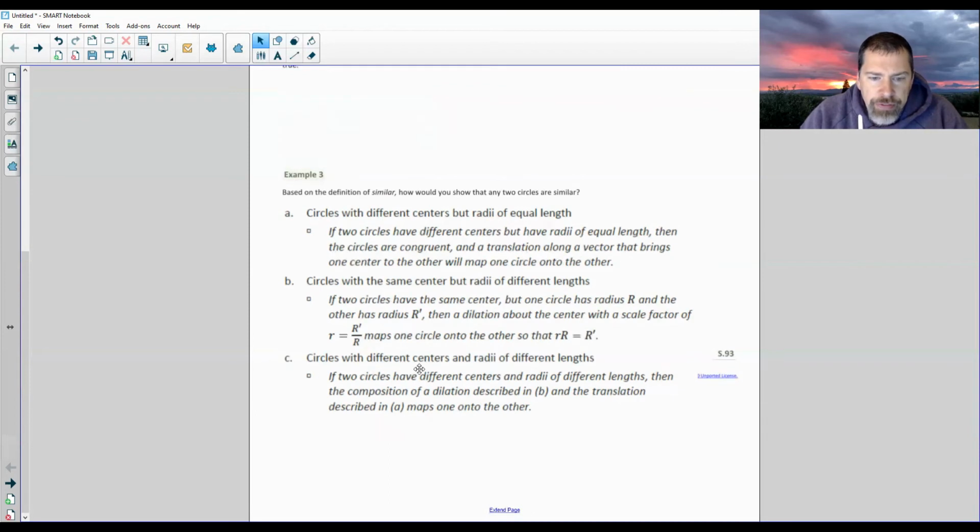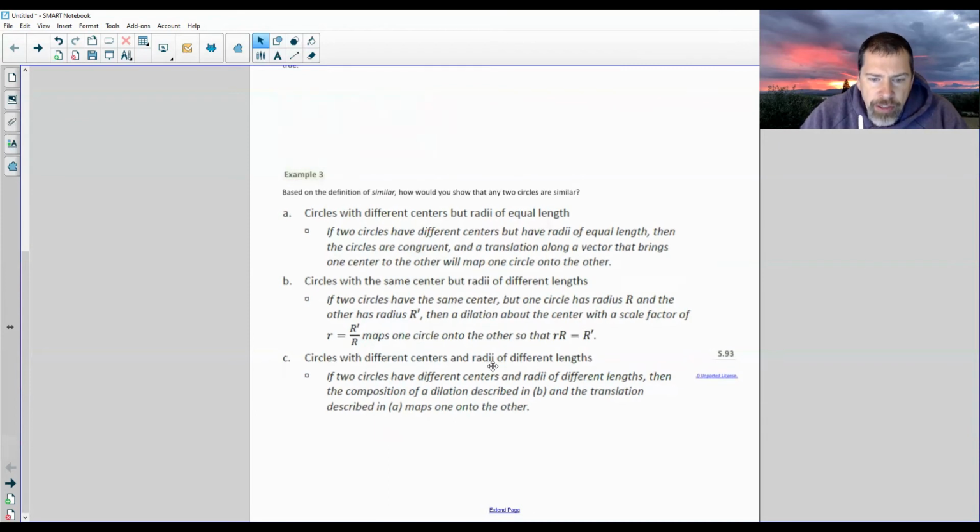And C, circles with different centers and radii of different lengths. If two circles have different centers and radii of different lengths, then the composition of a dilation described in B and the translation described in A maps one onto the other. I will bring in an example for that.